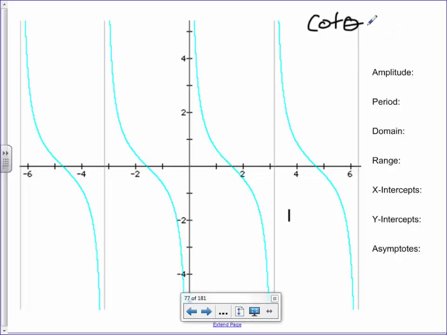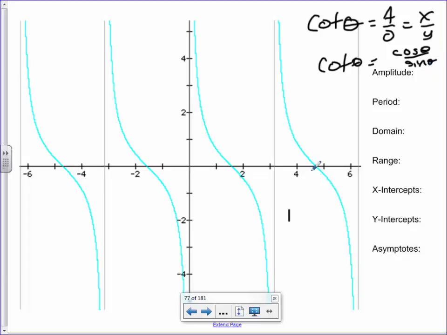Cotan is supposed to be equal to adjacent over opposite, which then is equal to x over y, which means that cotan is actually equal to not sine over cosine, but it's equal to whatever cosine was divided by whatever sine was. All that happens then is the properties flip.